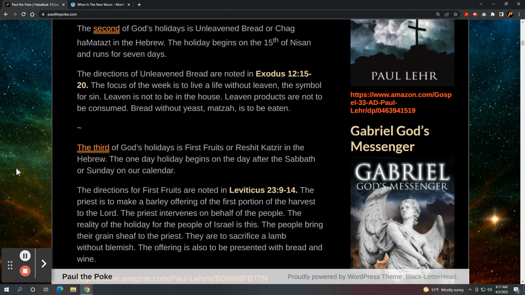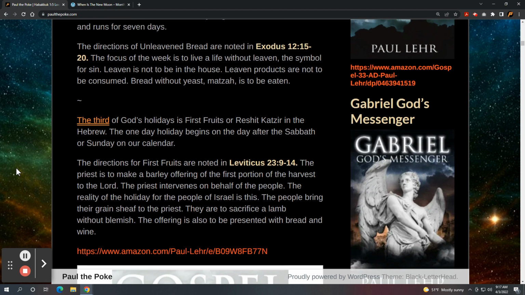The third of God's holidays is first fruits, or Reshit Katzir in the Hebrew. The one-day holiday begins on the day after the Sabbath, or Sunday, on our calendar. The directions for first fruits are noted in Leviticus 23, verses 9 through 14. The priest is to make a barley offering of the first portion of the harvest to the Lord.